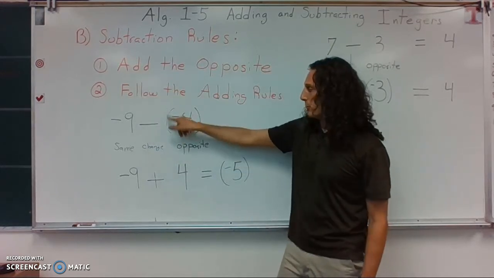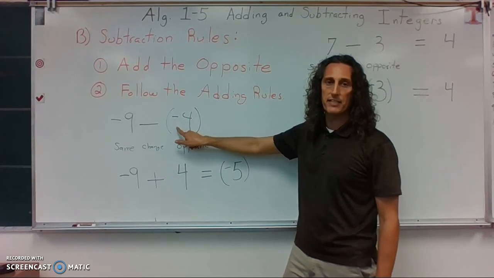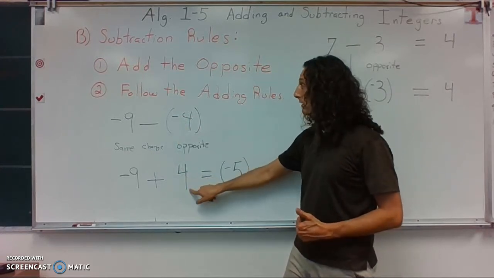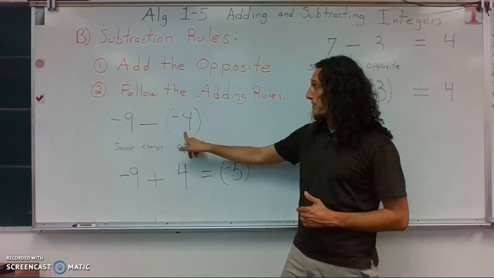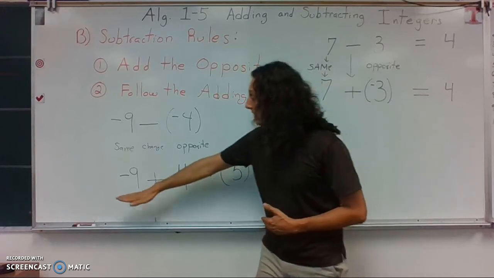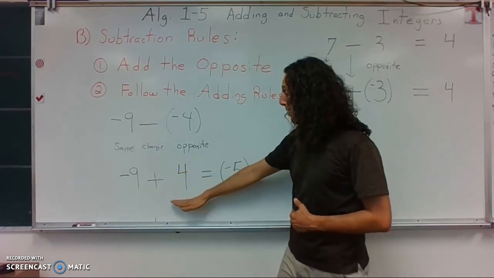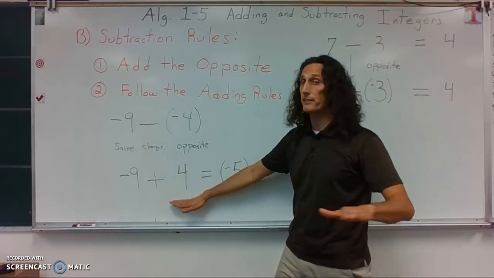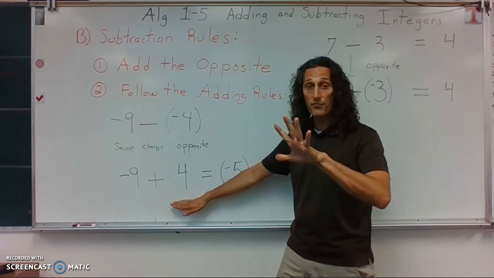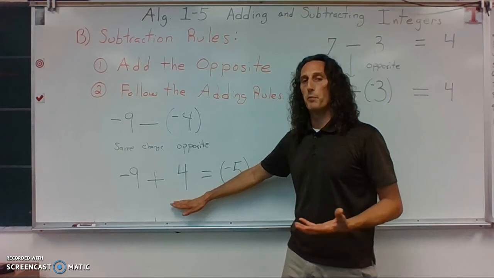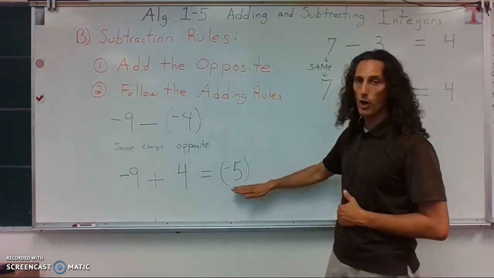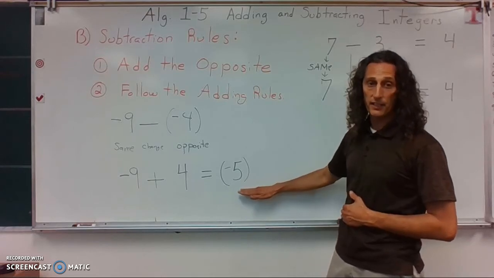Now, the opposite, when it's in parentheses, it's a little bit easier to see that this is a negative 4. So the opposite of negative 4 is a positive 4. So we just added the opposite, and then we follow the addition rules. Negative, positive. Not the same team, not the same sign. So we're going to take away 9, take away 4 is 5. Now I just have to see who has more members. Well, this time the 9, which is negative, has more members. So my answer is also going to be negative 5.